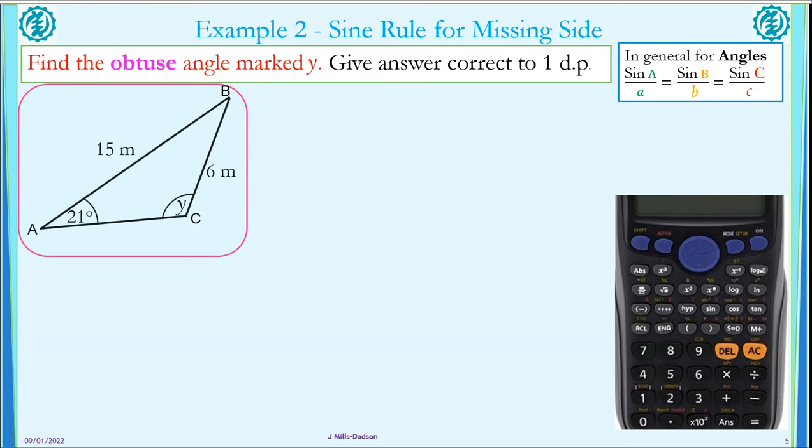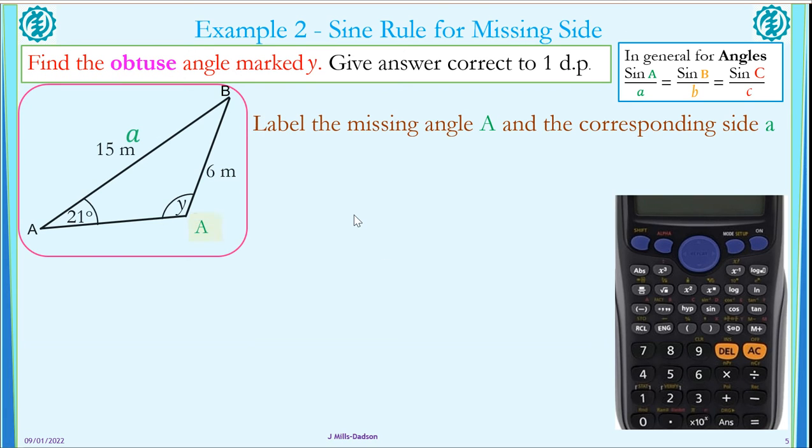We check, we need pairs of information, a missing angle and a side, a known angle and a side. So it conforms. But in the question, we are supposed to work out an obtuse angle. An obtuse angle. So our answer should be an obtuse angle. Let's see what happens here. We label.